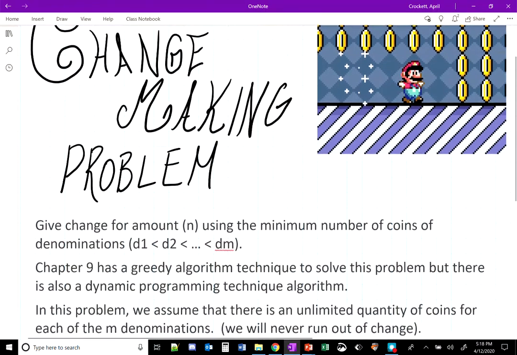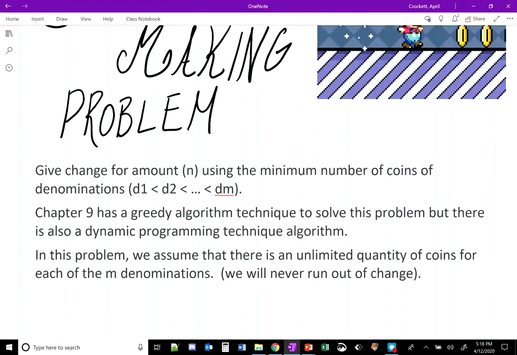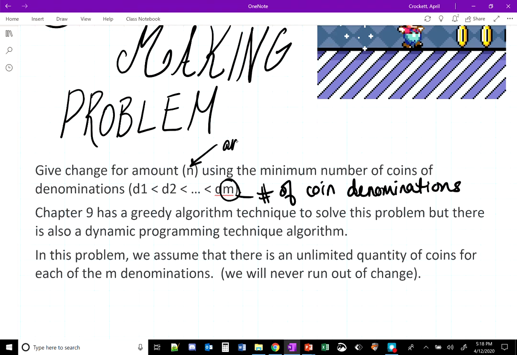So our coin denominations will be listed out as a set like D1, D2, up through DM. So M is our number of coin denominations. And N is our amount of change that we need to return to a person.